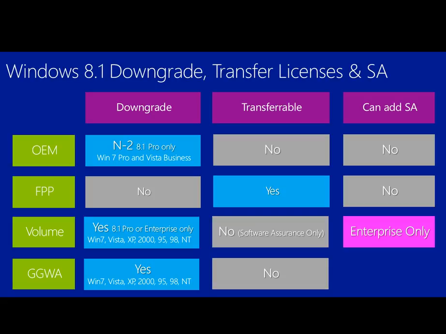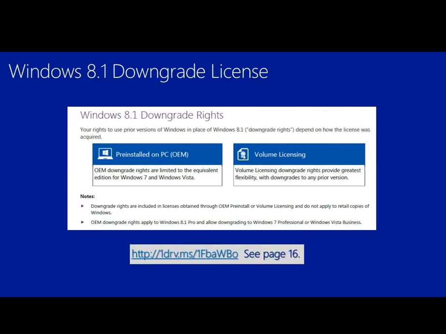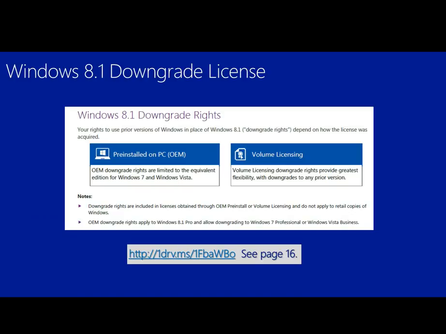In short, only Enterprise Edition through Volume is available for software assurance. Next one, GGWA. No, you cannot add software assurance to GGWA. Now the next question is, do we have a supporting document to all of this? So the next slide, this is the supporting document for the downgrade.